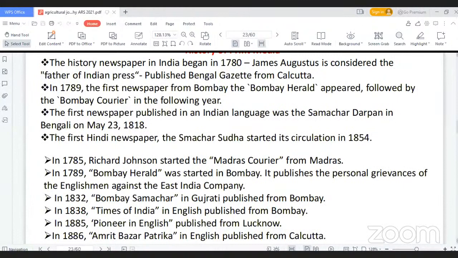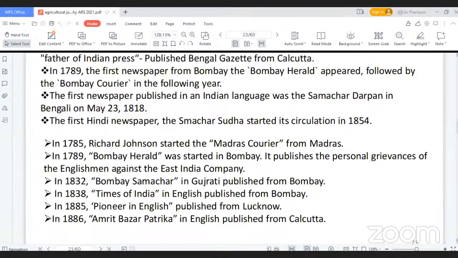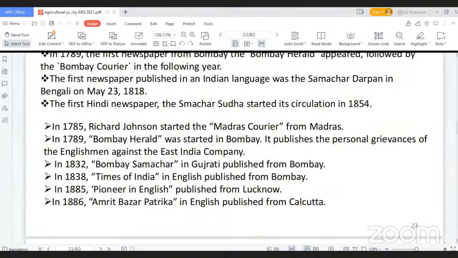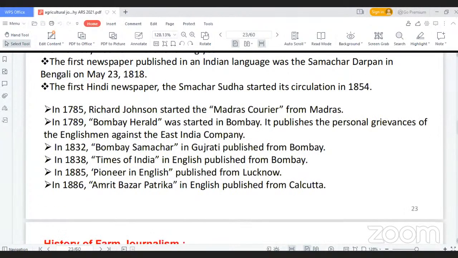It was on 29 January 1780. In 1789, the first newspaper in Bombay, the Bombay Herald, appeared, followed by the Bombay Courier. The first newspaper published in an Indian language was Samachar Darpan, in Bengali. The first Hindi newspaper was Samachar Sudha. Only remember these five, and remember your own in your state. Bombay Samachar, in Gujarati, was published in Bombay.